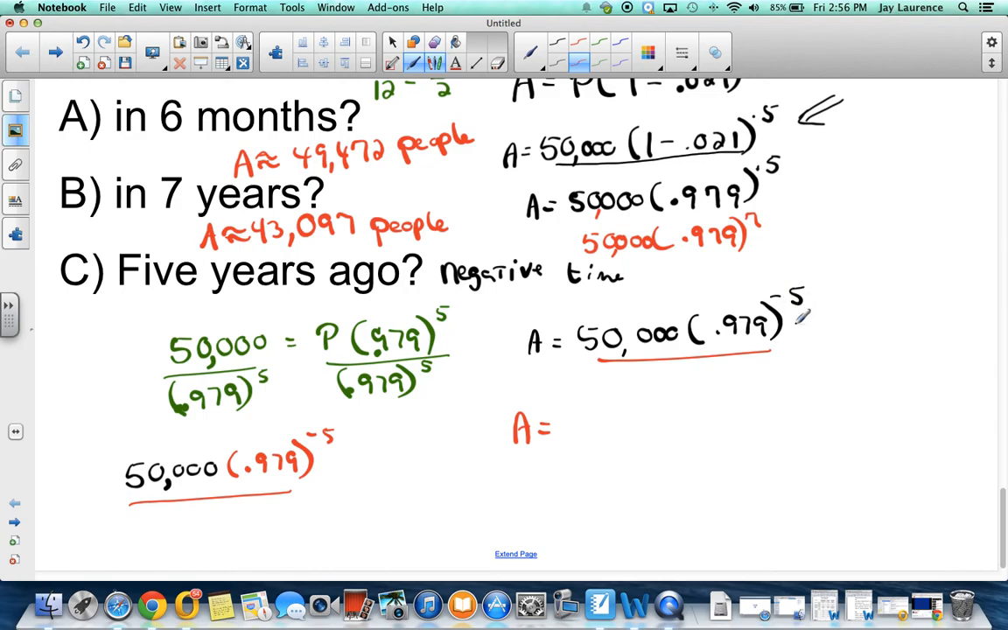All right, so we're going to go 50,000 times the quantity of 0.979, and we're going to raise it to the negative 5th power, going backwards in time, and notice our population went up, which makes perfect sense, 55,597, and again, it's approximately.